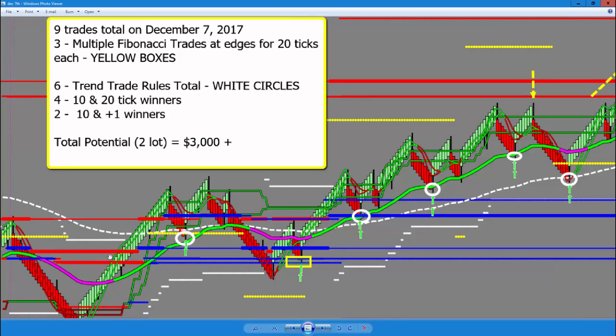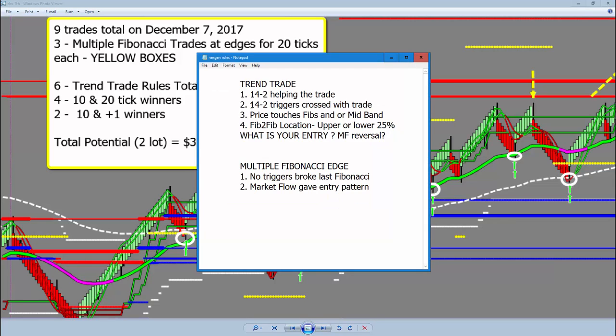As the day traded and progressed, this is where, again, early morning, trigger lines broke through our fibs, and again, our trend trade rules. And again, I just want you to remember how simple they are. 14-2 triggers crossed with us. Price pulls back to the Fibonacci lines and/or midbands, and the fib to fib location is in the right spot.